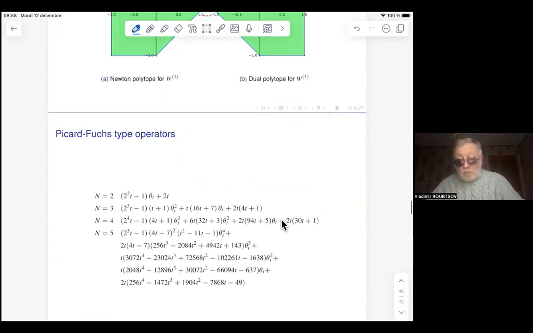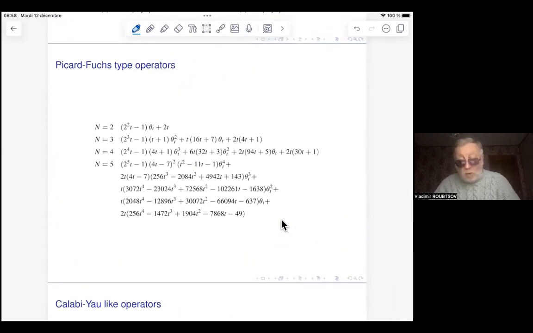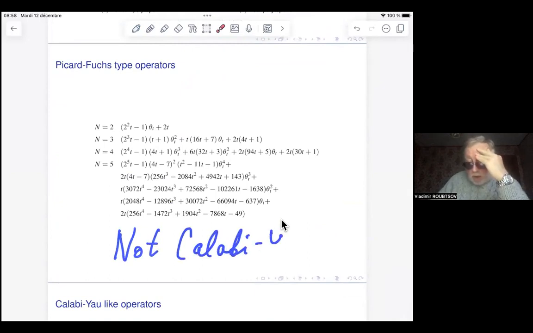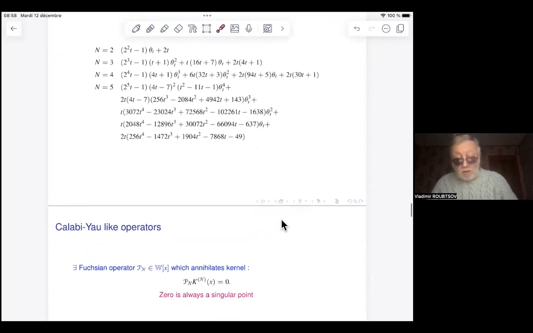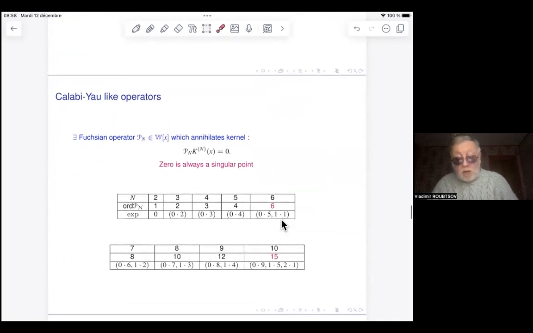And then we computed for n equal to 4, n equal to 5, etc. Here is the list up to 5. I will explain why it is interesting up to 5. We studied the types of these operators. The first thing I want to say is that they are not Calabi-Yau, but their behavior is like Calabi-Yau. We even wanted to call these operators quasi-Calabi-Yau, but I don't know, maybe it is a little bit exaggerated. So we speak about Calabi-Yau-like operators.